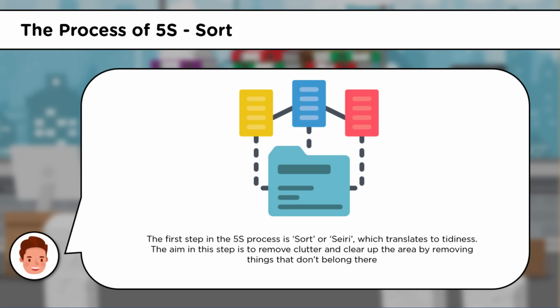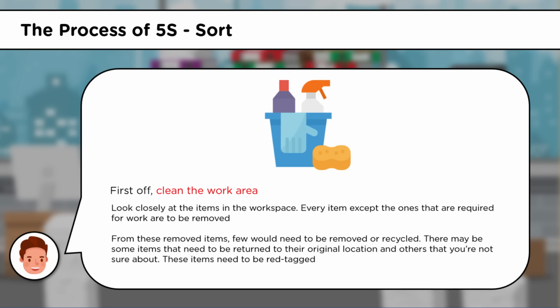Now this step involves sorting through materials, keeping only the essential items needed to complete tasks. The aim here is to remove clutter and clear the workspace of things that don't belong there or aren't critical to the work you're doing. In this step, you clean the work area. By carefully analyzing the workspace, you need to remove any items that you don't require for work. From these removed items, you need to decide which ones need to be removed and which ones need to be recycled. Other items may need to be returned to where they were taken from, or there might be some items you're not sure about. These items need to be red tagged.